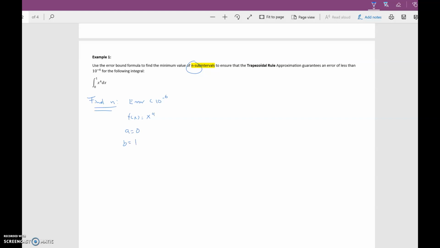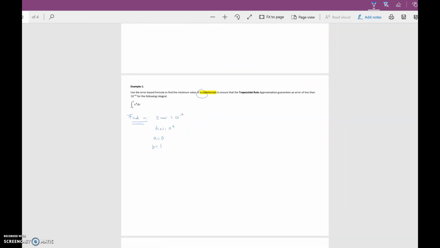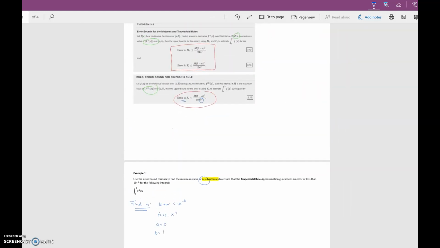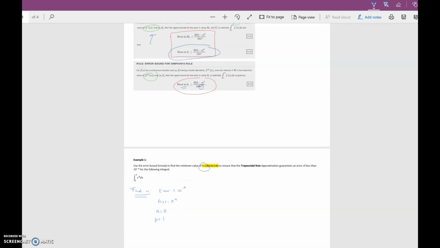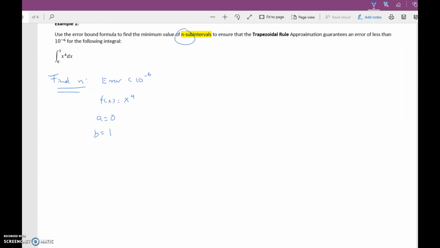Now the actual formula that we're going to be using, in this case they're using trapezoidal, is this formula. But for this formula, we have to find the maximum of the second derivative in absolute value within the interval. So let me just take the first derivative. f prime of x is going to be 4x to the third. Then f double prime of x is equal to 12x squared.